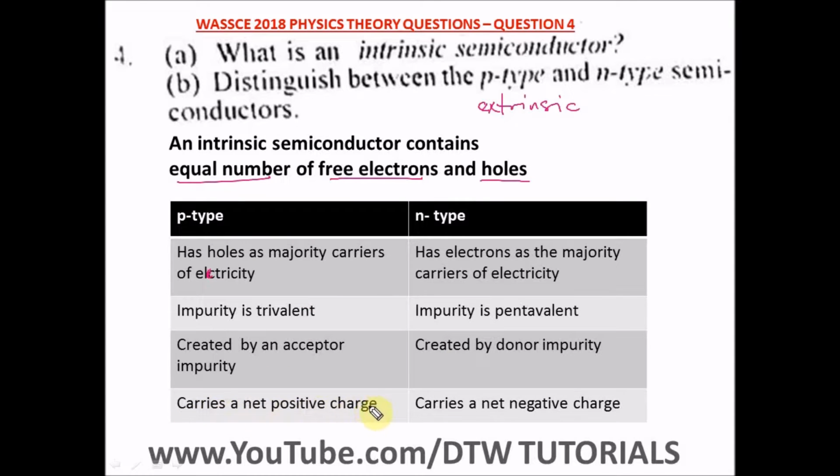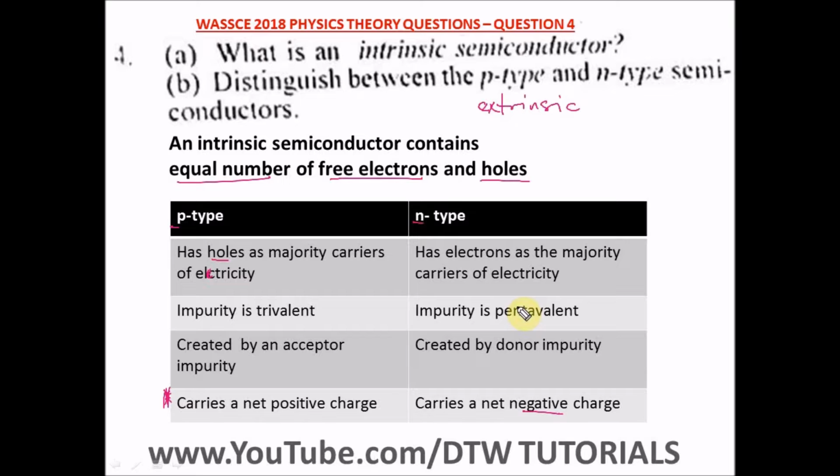The p-type carries a net positive charge, because of the holes, while the n-type carries a net negative charge, because of this n and this p. So this is easy for you to quickly remember. This is the first one: it carries a net positive charge, and here it carries a net negative charge. So this is the difference between a p-type and n-type semiconductor.